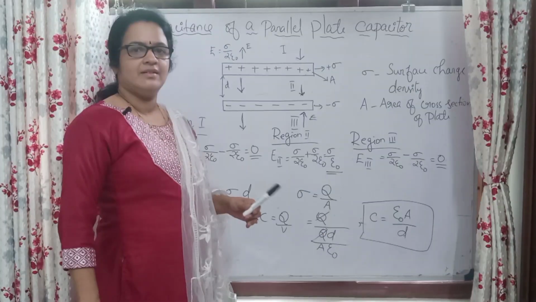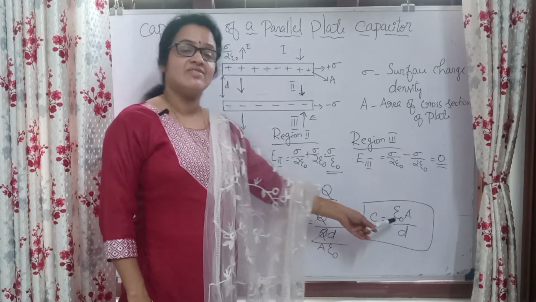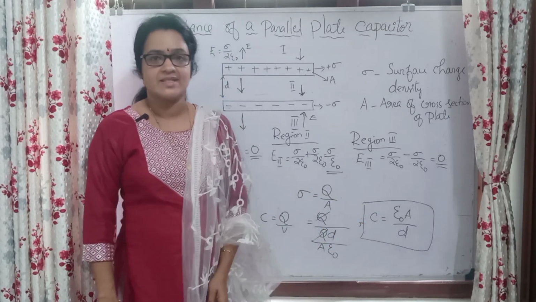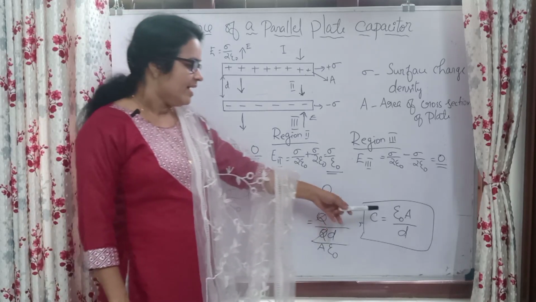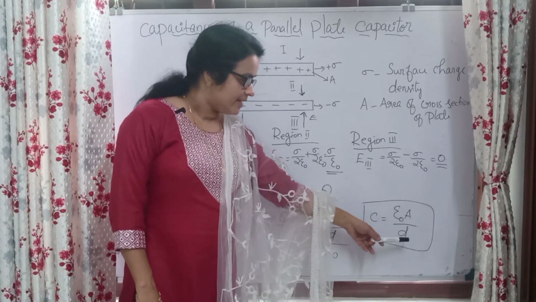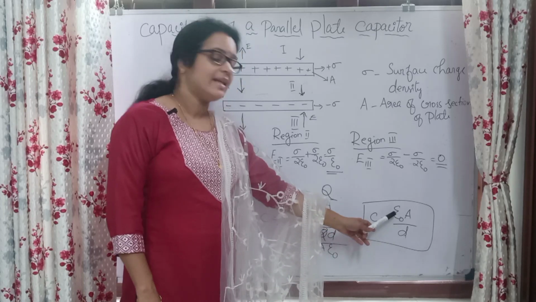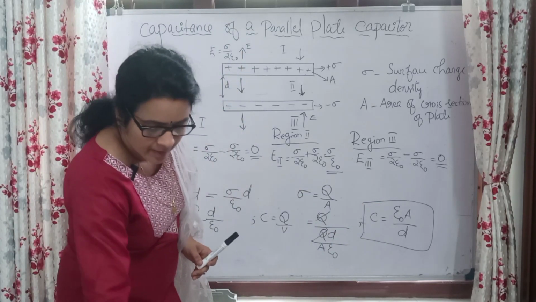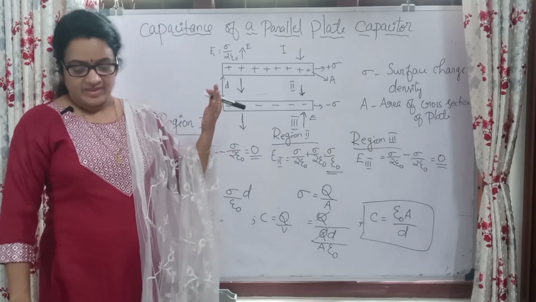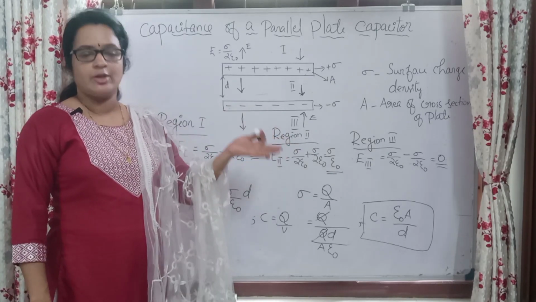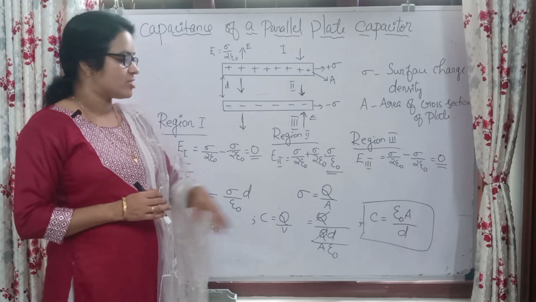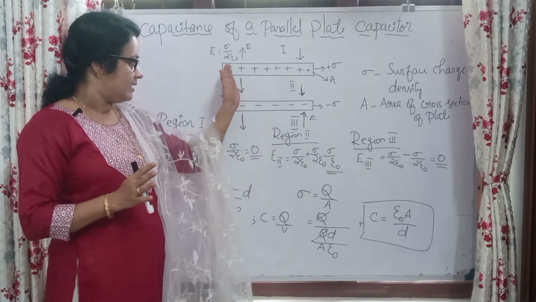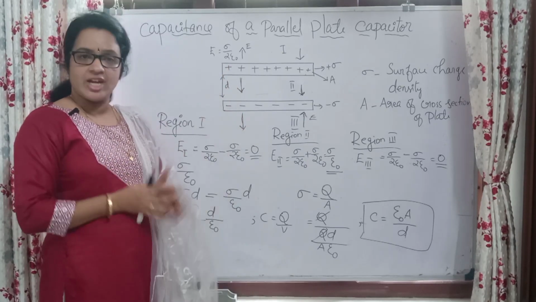Clear? Now from the equation of capacitance we can understand the factors on which the capacitance of a parallel plate capacitor depends. What will be the factors? Here area is there, then the distance is there, then epsilon 0. So we can see that it depends on the size and shape, then also the medium.